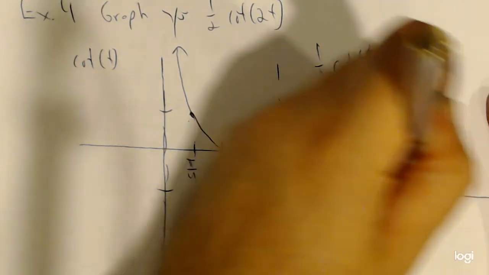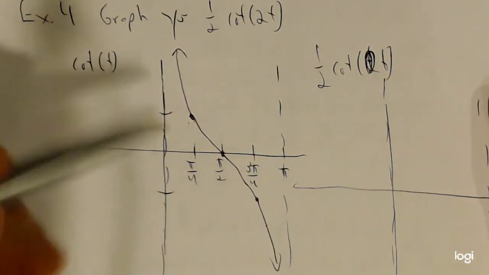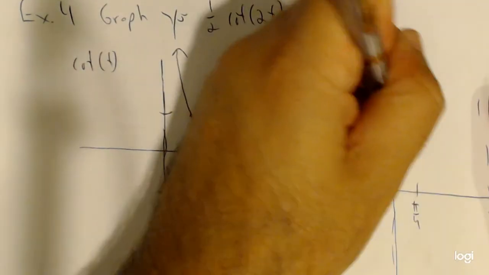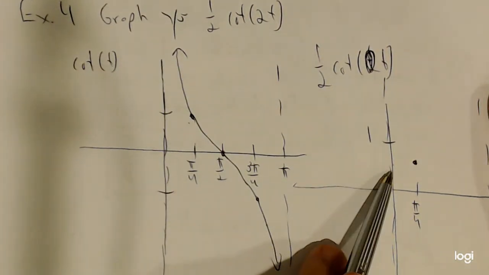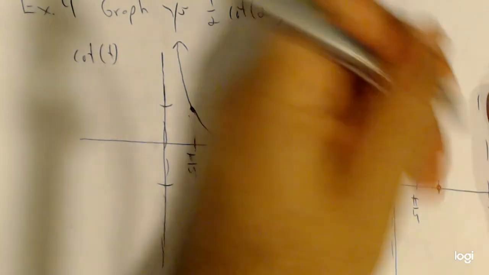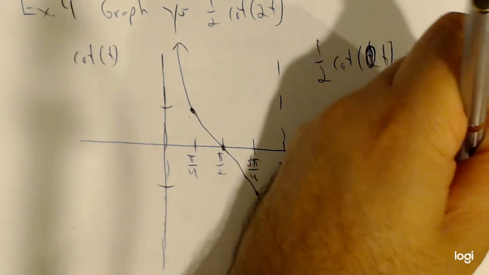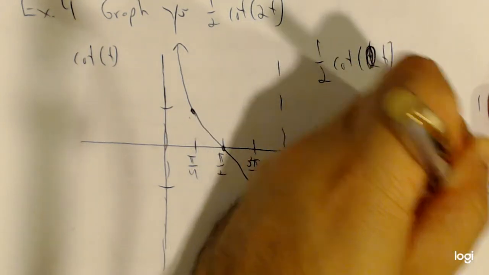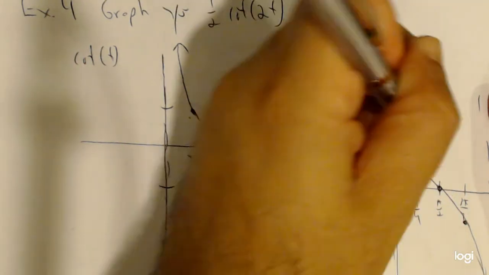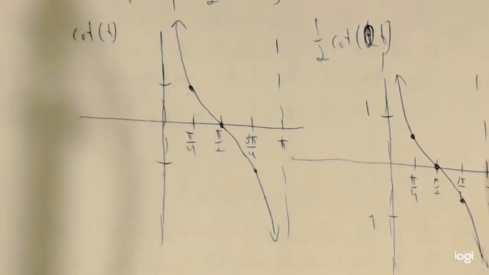So remember, vertical asymptotes are never affected. So this is going to stay 0. This is going to stay pi. Okay, as long as you're multiplying the y values, vertical asymptotes aren't affected. So at pi over 4, instead of 1 now, it's going to be half, right? Because it was 1 here, I'm cutting it in half. At pi over 2, it's still going to be 0, because 0 times a half is still 0. At 3 pi over 4, since it was negative 1, now it's going to be negative half, which now looks like this. So it kind of got compressed upwards. That's what happens to this.